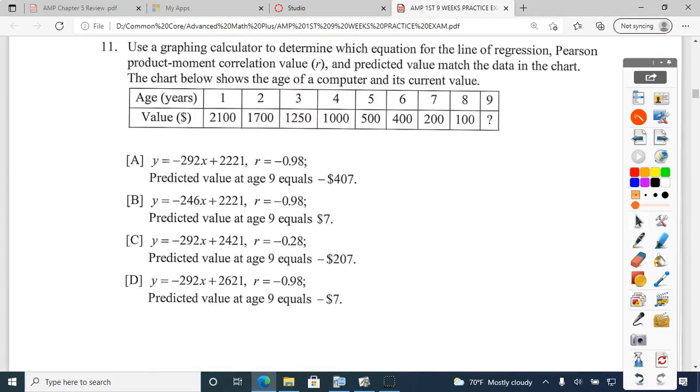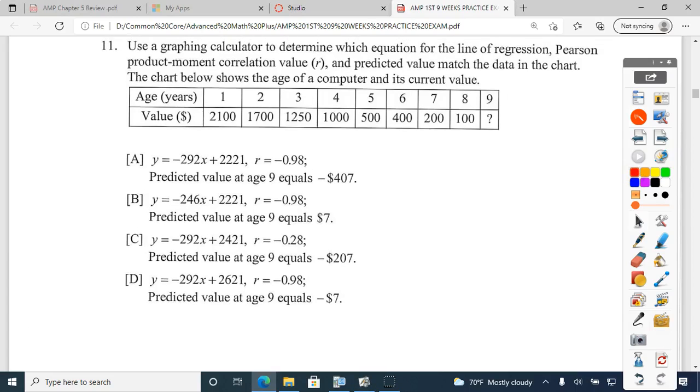Use a graphing calculator to determine which equations for the line of regression, Pearson product moment correlation value, and predicted value match the data in the chart. The chart below shows the age of a computer and its current value. All right, so we're going to have to use our calculator on these. Remember, when you're putting this in the calculator, leave this column off, okay? So we're going to put it in our calculator.